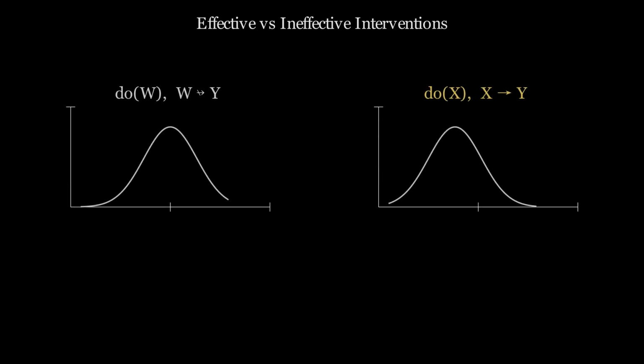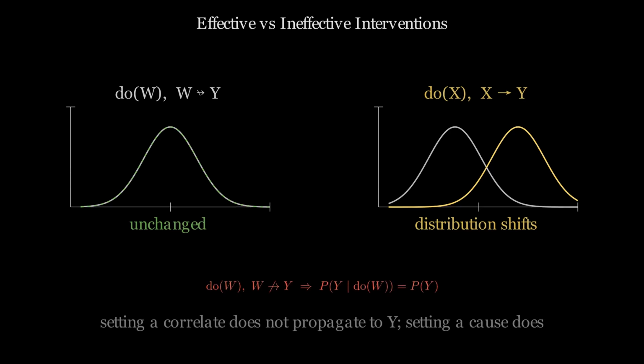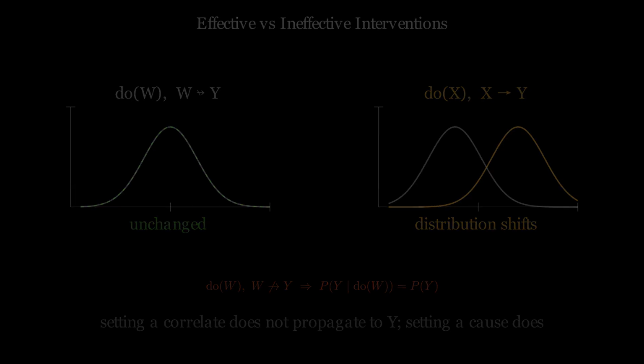Intervening on a variable that is correlated with the outcome but does not cause it changes nothing. The variable you set has no path to the outcome. Setting it to any value leaves the outcome distribution unchanged. This is the fundamental failure mode of policy based on correlations alone. A target indicator can change without the underlying outcome changing, because the indicator is not the cause. Causation, not correlation, determines what control can achieve.